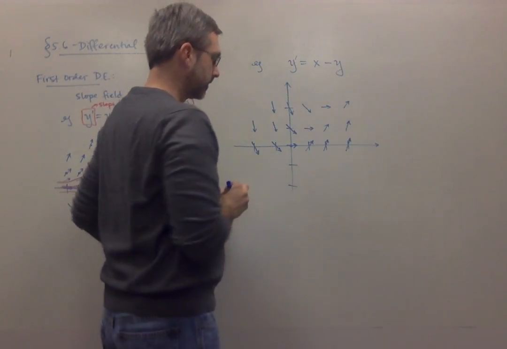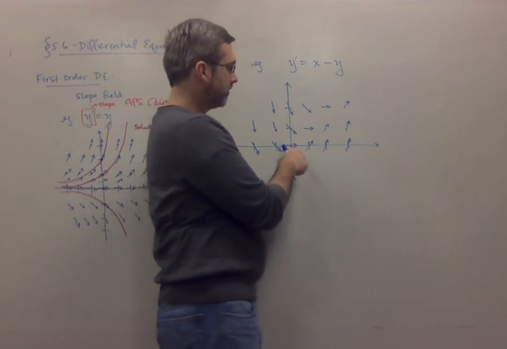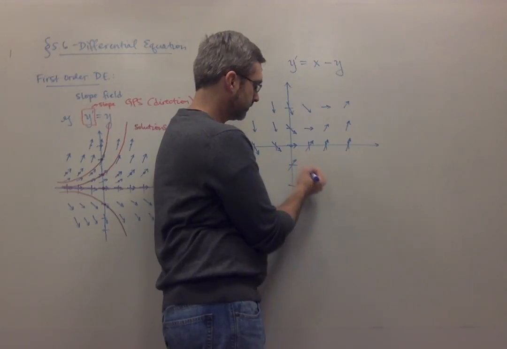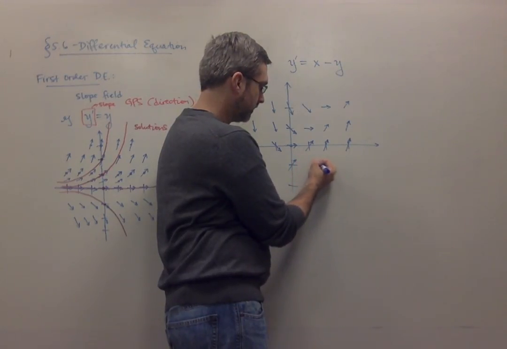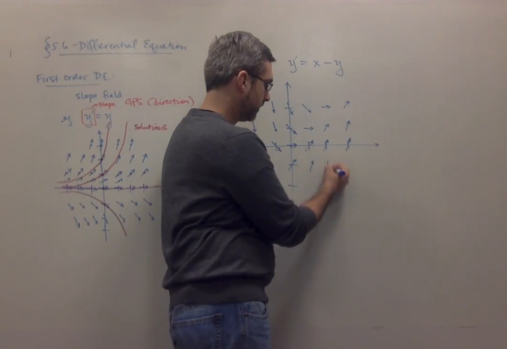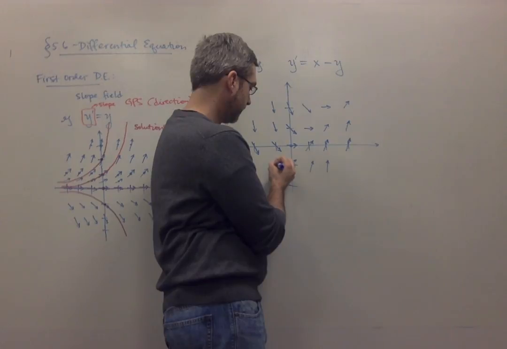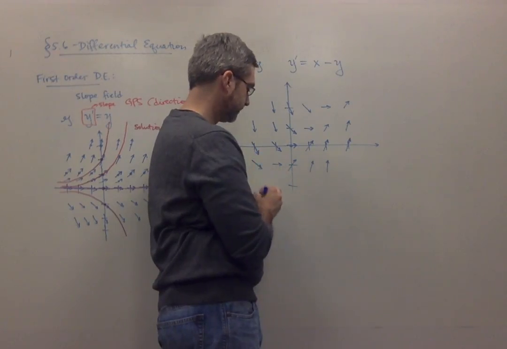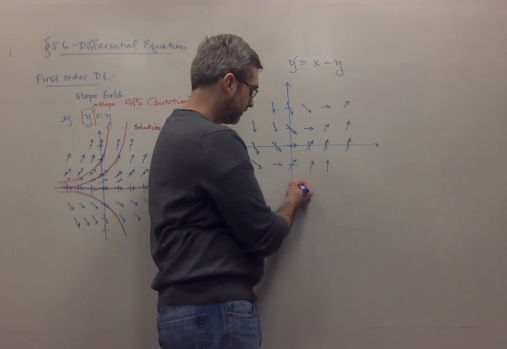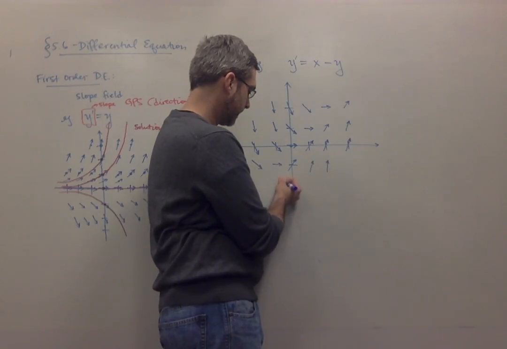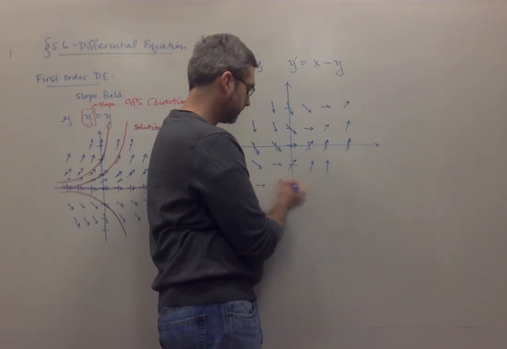Okay. Down here, if I were at 0, negative 1, the slope would actually be 1 here. Okay, and then right here, the slope would be 2. Right here, the slope would be 3. Here, the slope is 0. And here, the slope is negative 1. Okay, and then at 0, negative 2, my slope would be 2. Here the slope is 1. Here the slope is 0. Okay.